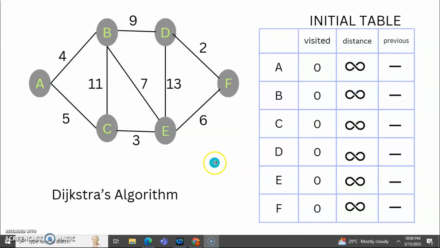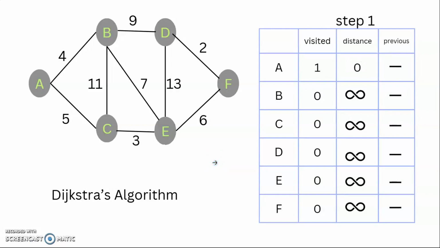So the next step, step 1, you mark the source node as visited, that is you make it 1 in the visited column for node A, which means we have visited node A, and the distance is 0. With this I should identify the nodes I can reach from A with a single edge, that is the main important thing. With a single edge we can reach B and C.